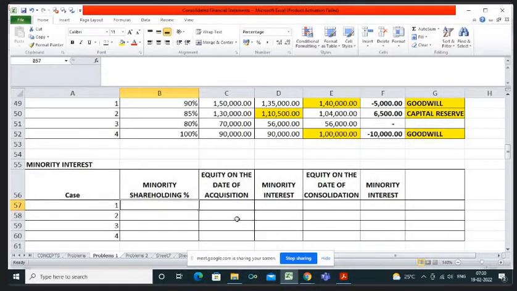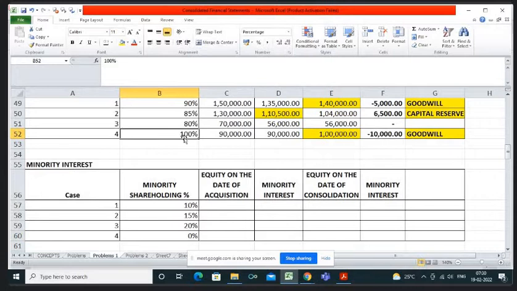Case 1, how much will it be? The total is 100. From that 100, I have to deduct the parent's shareholding, 90%. So minority shareholding will be just 10%. Similarly, I have to do this for cases 2, 3 and 4. In the second case, 100 minus 85 becomes 15. 100 minus 80 is 20. 100 minus 100 becomes 0.